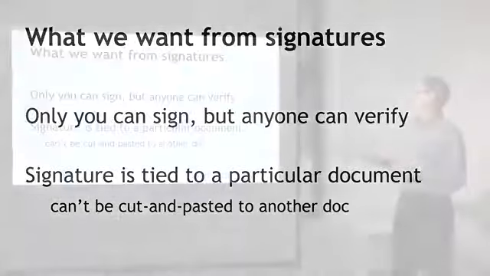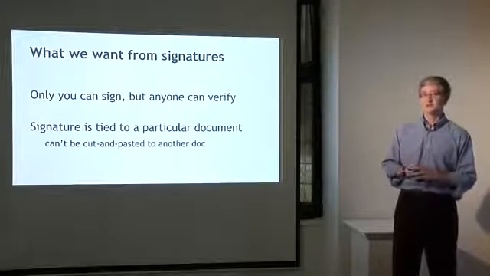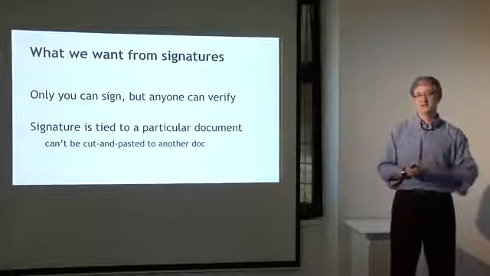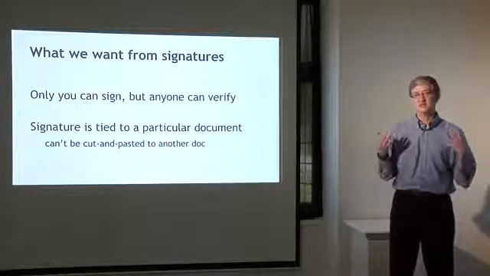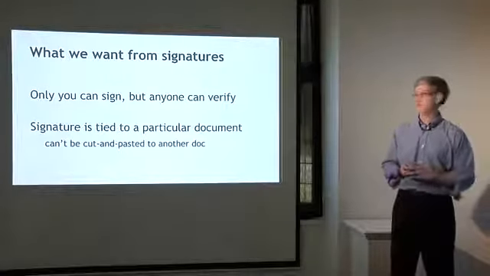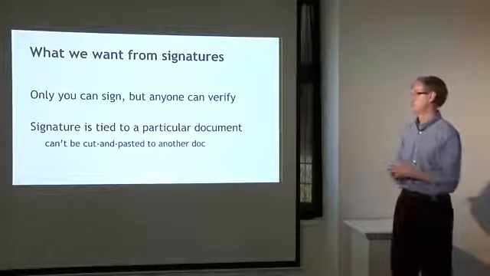The second thing you want is that the signature is tied to a particular document, so that somebody can't take your signature and snip it off one document and glue it onto the bottom of another one. Because the signature is not just a signature, it signifies your agreement or endorsement of a particular document. So the question is, how can we build this in a digital form using cryptography?